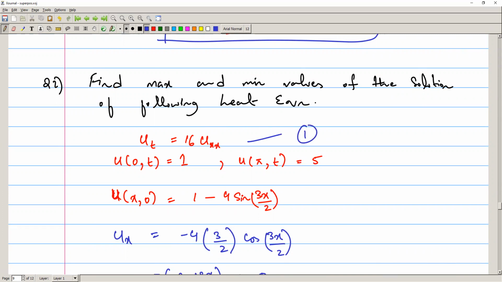Say this is 1. And then the boundary conditions are Dirichlet boundary conditions, because these are non-derivative boundary conditions. And these are non-homogeneous boundary conditions, right? Because we can see that on the right hand side we have constant values. So these are non-homogeneous Dirichlet boundary conditions.